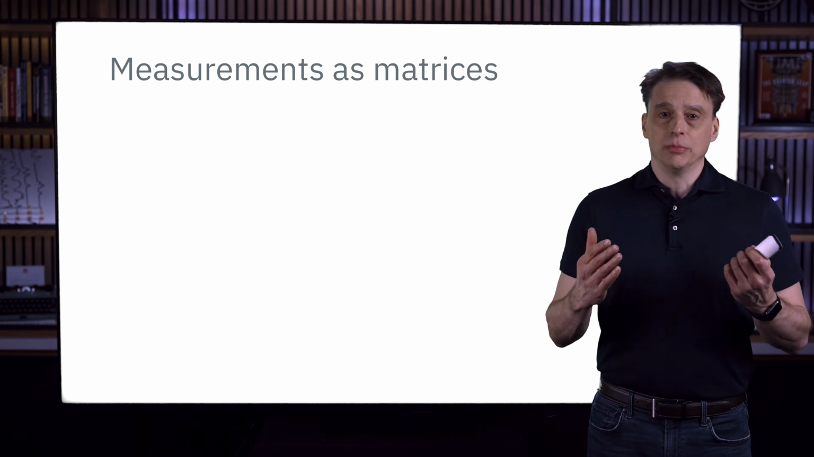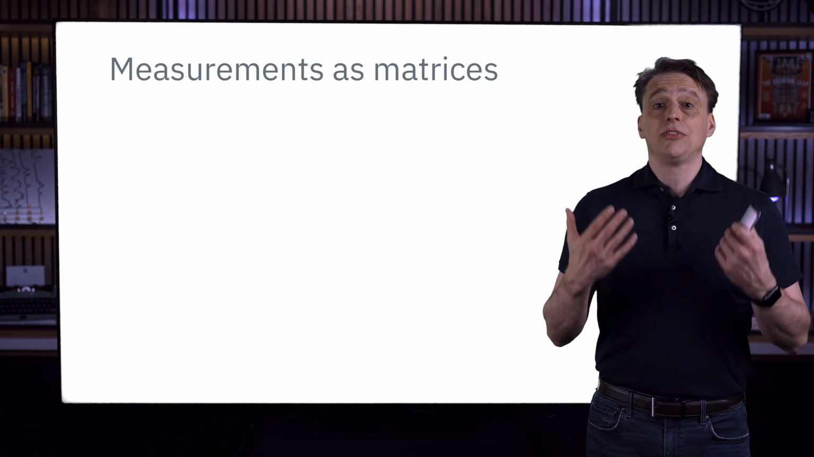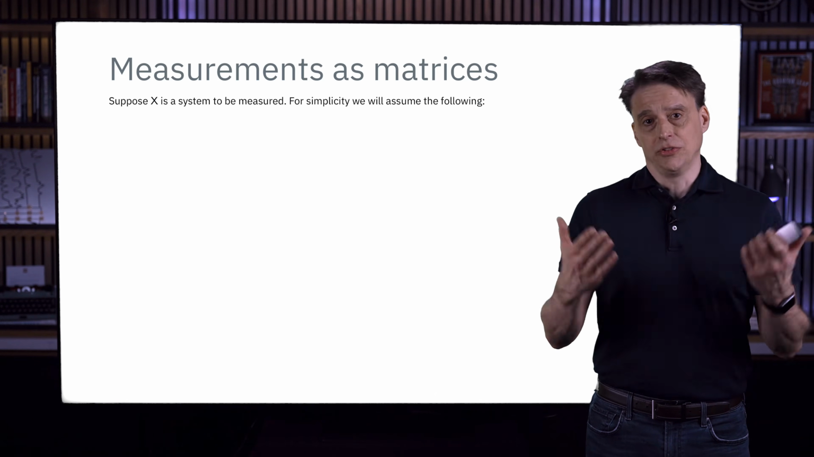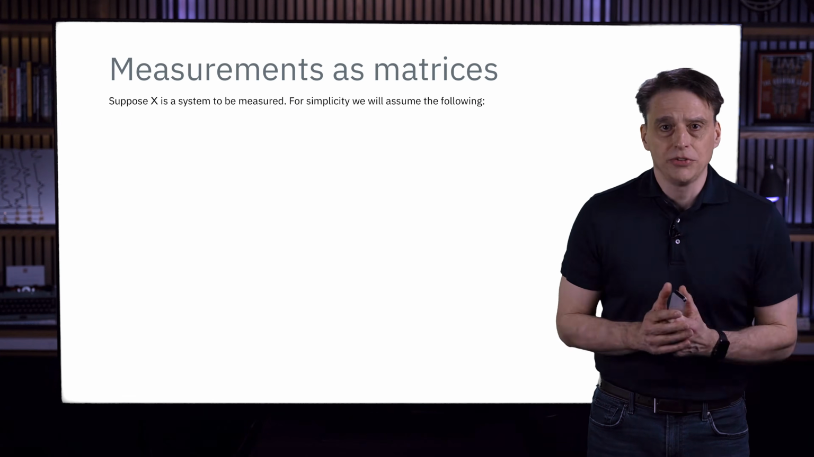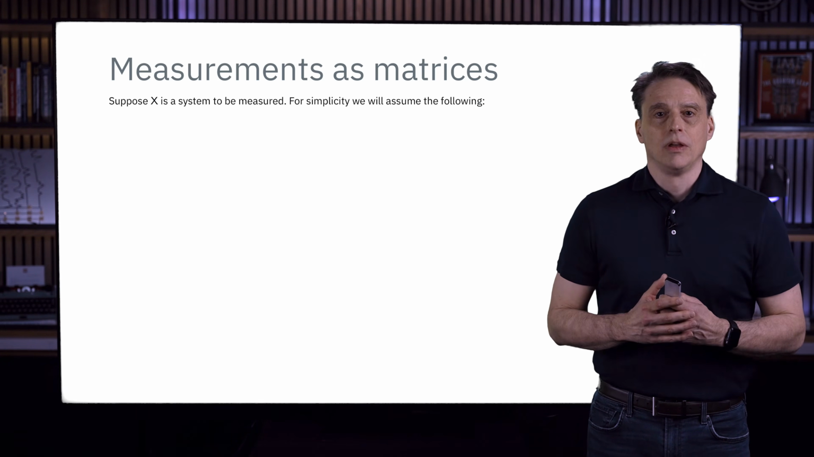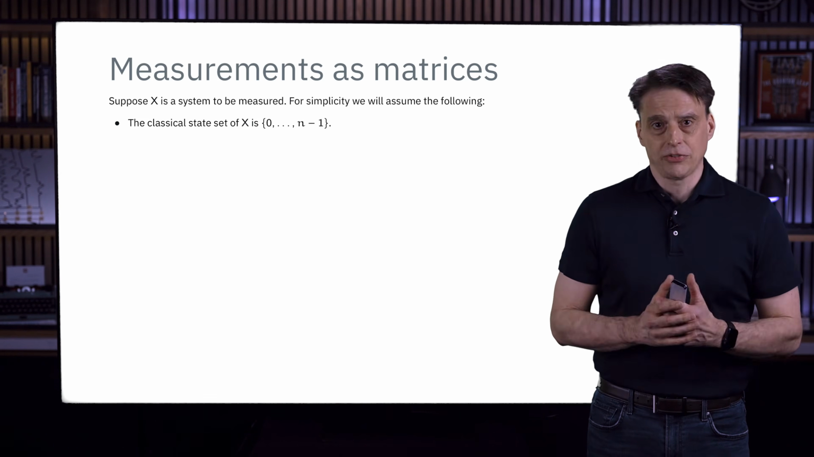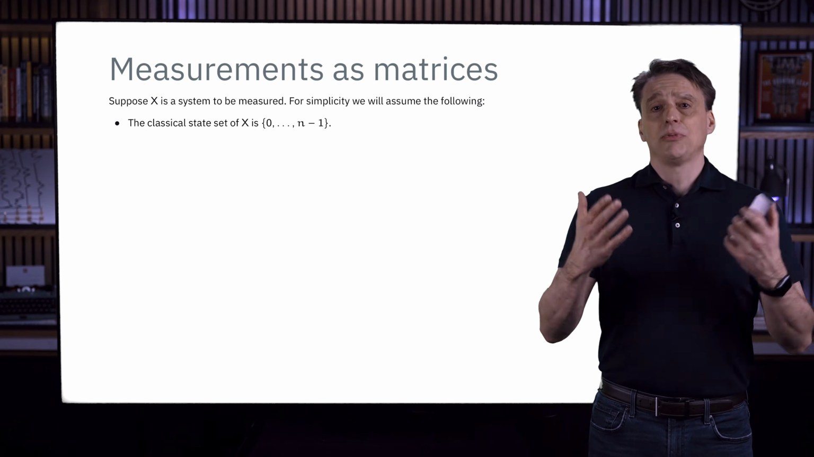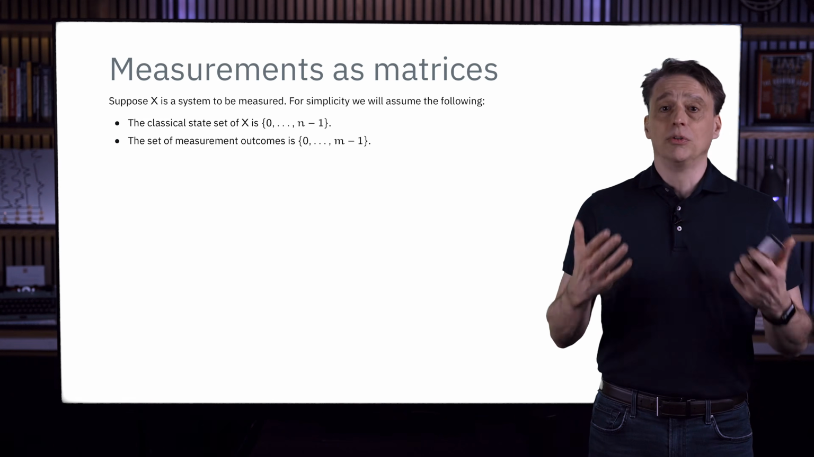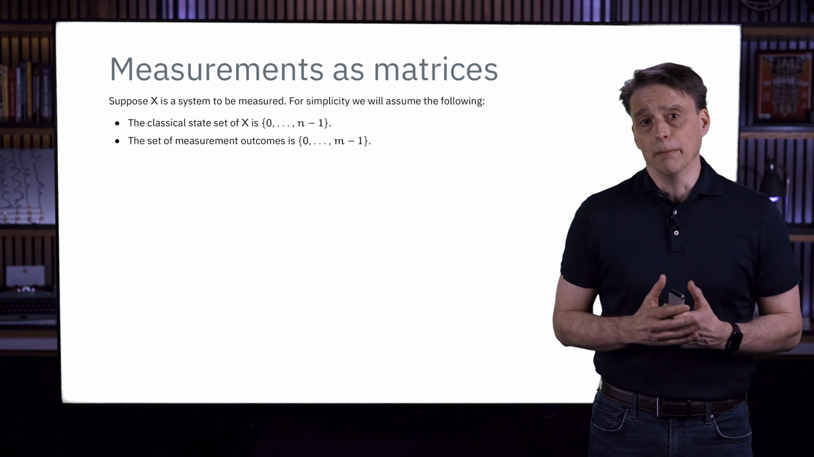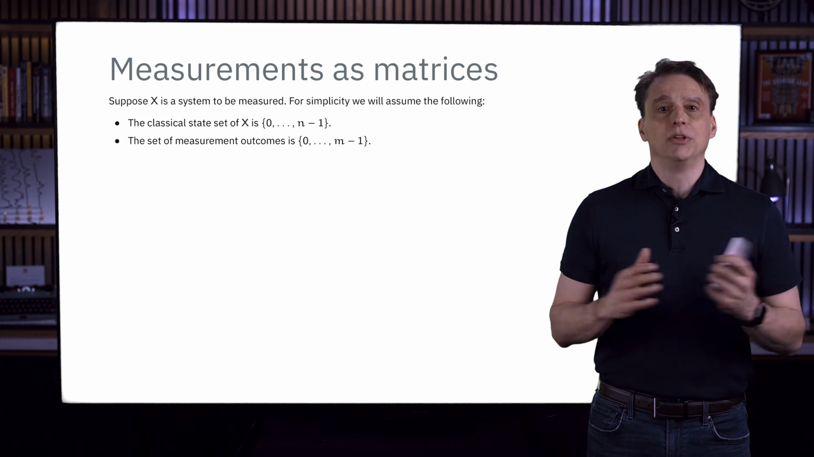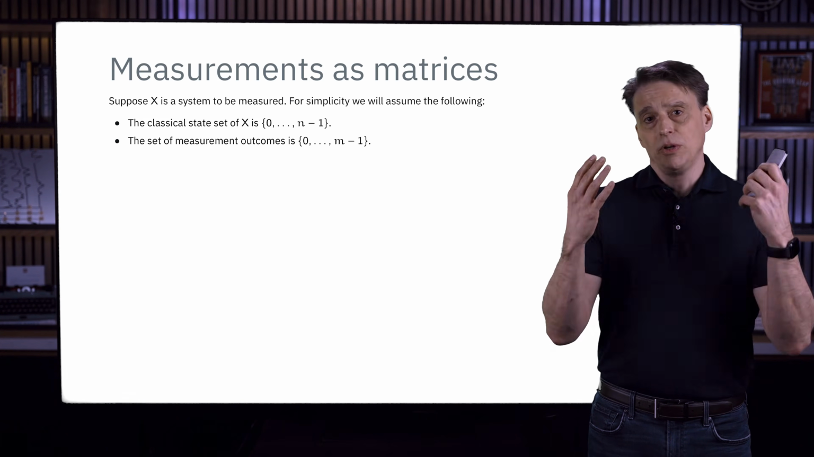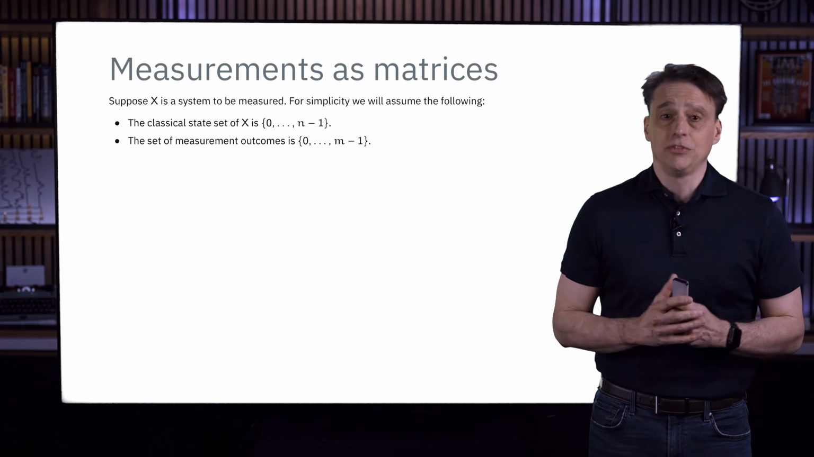Now let's take a look at how measurements, meaning destructive measurements, can be described as collections of matrices. Throughout this discussion, we'll suppose that X is a system that's being measured, and just for the sake of simplicity, we'll make a couple of assumptions. First, we'll assume that the classical state set of X consists of the integers from 0 to n-1 for some positive integer n, and the possible outcomes of the measurement are the integers from 0 to m-1, again for some positive integer m. There doesn't need to be any relationship between the numbers n and m. They're both arbitrary positive integers. And of course, we could replace these sets by arbitrary classical state sets if we wanted to do that.